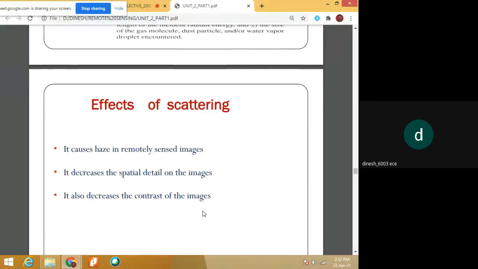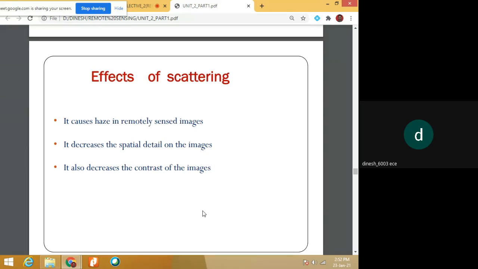So what happens if scattering is present? Let our electromagnetic radiation move from the sun, fall on the object, and fall on the processing unit or the hardware. What does it mean to a remote sensing person, or to the engineer or scientist who wants to get this data? If scattering is present, it will affect the remotely sensed images that we acquire, showing inappropriate values.